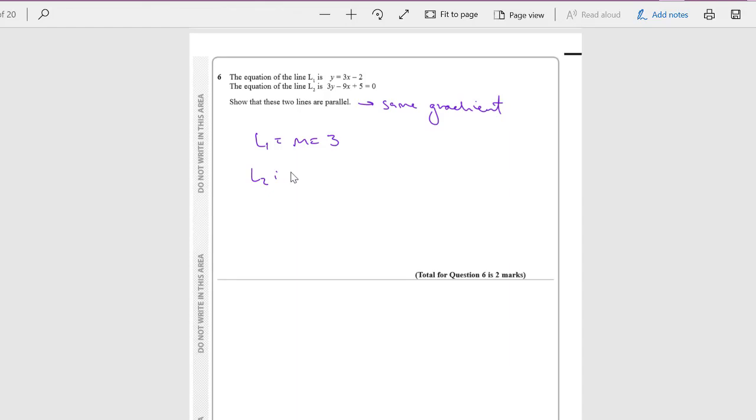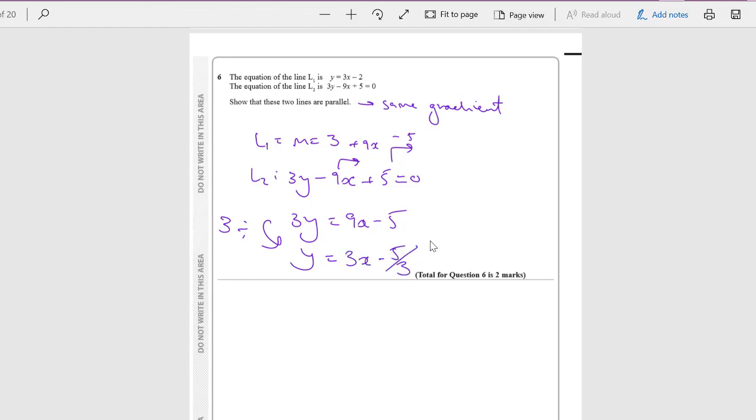And then L2, so L2 is 3y minus 9x plus 5 equals 0. So let's rearrange this to make y the subject. So we move that to the other side, plus 9x, and then move that to the other side, minus 5. 3y equals 9x minus 5, and then we divide by 3, so we get 3x minus 5 over 3, and lo and behold, you can see that we have 3 here, so m is 3 for L2 also. So we prove that they're parallel.